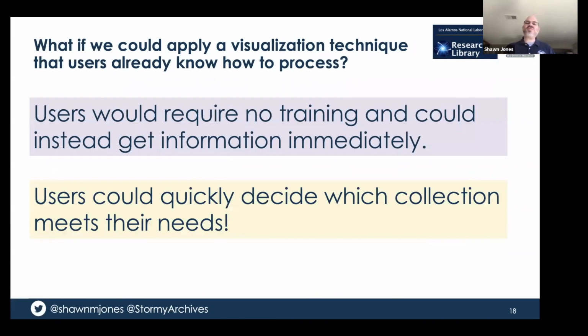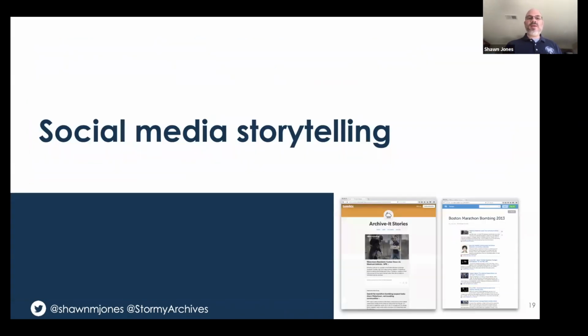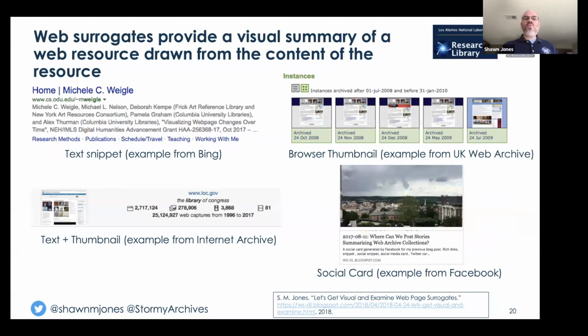But what if we could apply a visualization technique that users already know how to process? Users would require no training and could instead get information immediately. Users could quickly decide which collection meets their needs. Thus, this brings us to social media storytelling. Web surrogates provide a visual summary of a web resource drawn from the content of the resource.